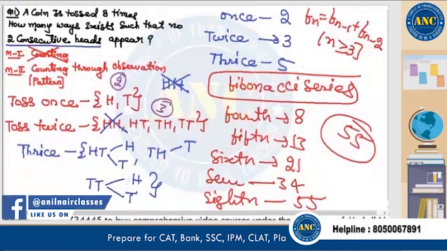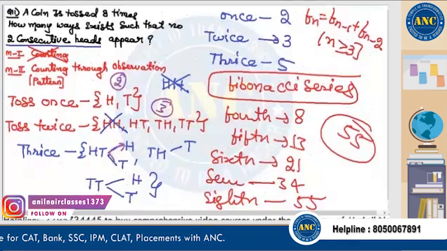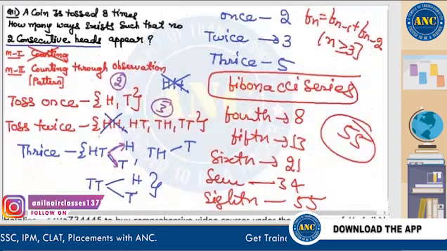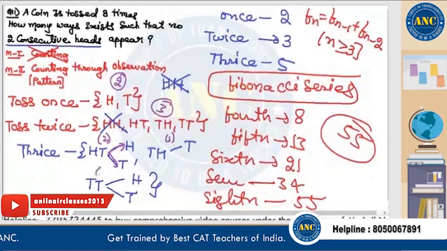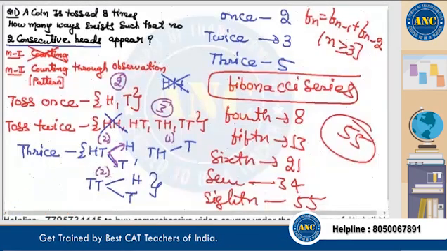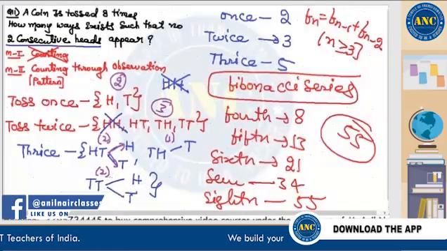Third time, 3 ways. HH cannot appear. After TH can come, after TT can come. Here there are 2 ways. Here there is 1 way. Here there are 2 ways. 2 plus 1 plus 2, 5. Once 2, twice 3, thrice 5. Fourth will be 8, fifth will be 13.